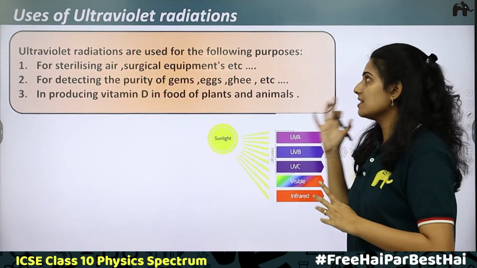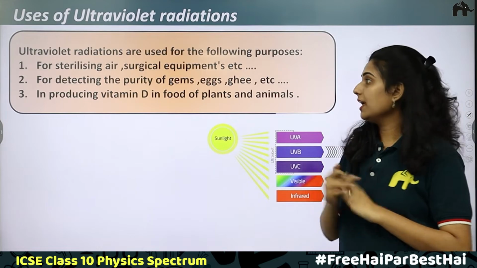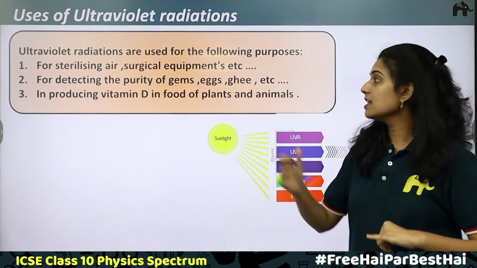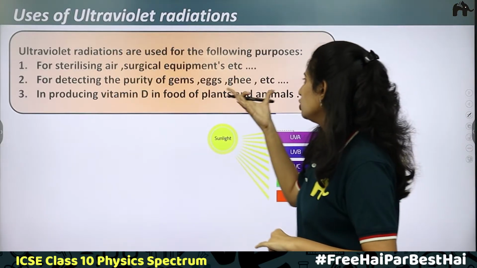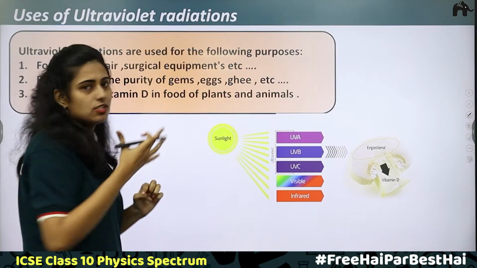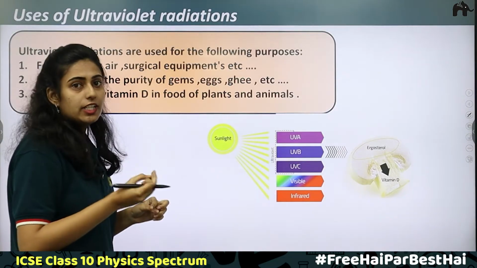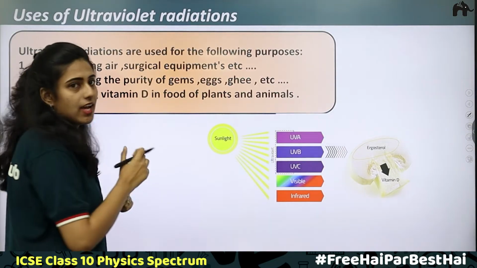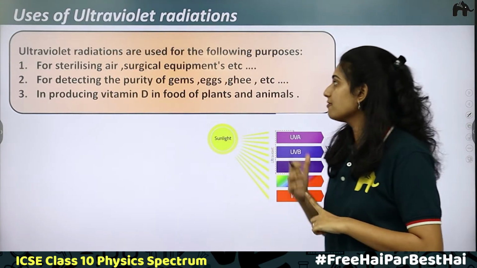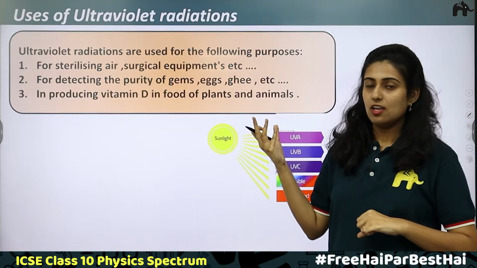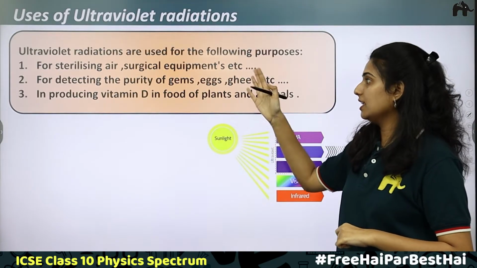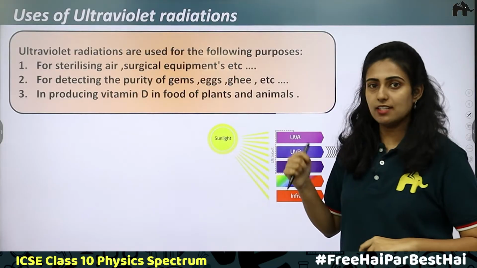Now, where are these ultraviolet radiations used? Ultraviolet radiation are used for the following purposes. First is for sterilizing air, surgical equipments, etc. For cleaning purposes, when you have surgical instruments to clean, you can sterilize them using the ultraviolet radiations. Next, the second point, for detecting the purity of gems, eggs, ghee, etc. If these contain impurities, they can be detected using the ultraviolet radiations.